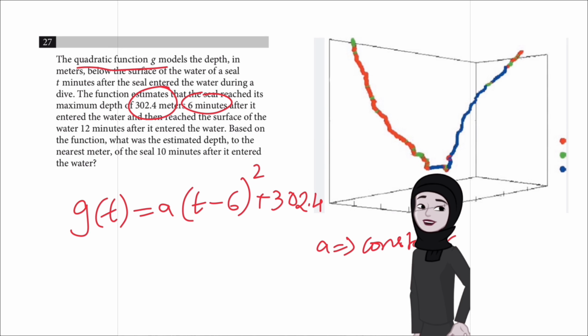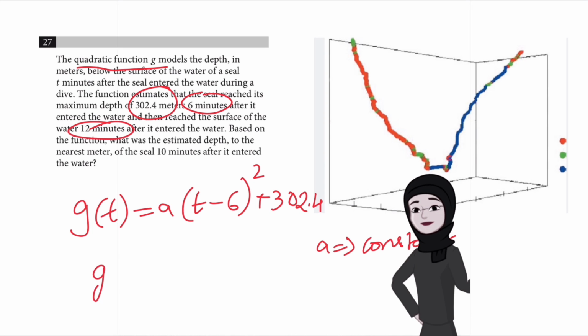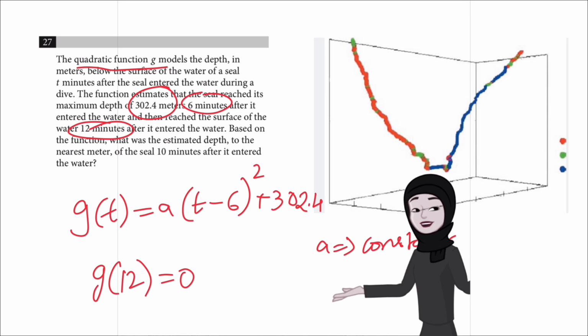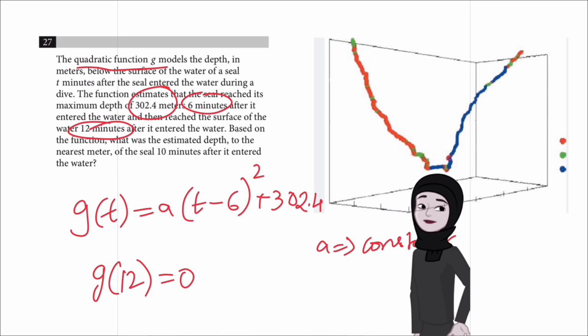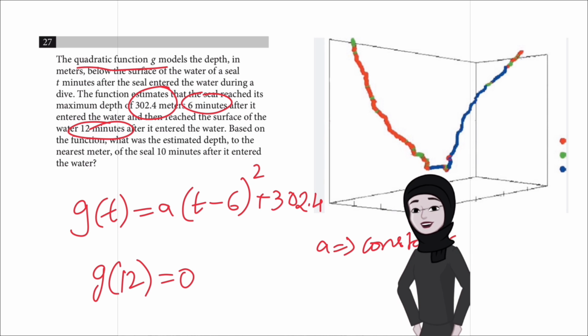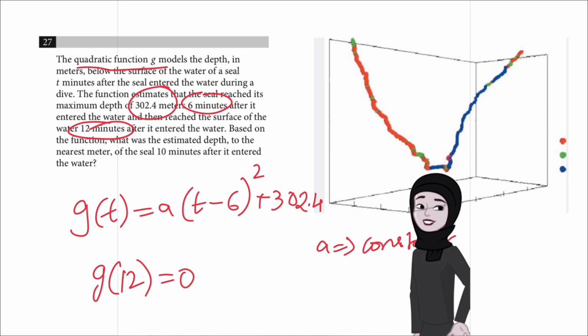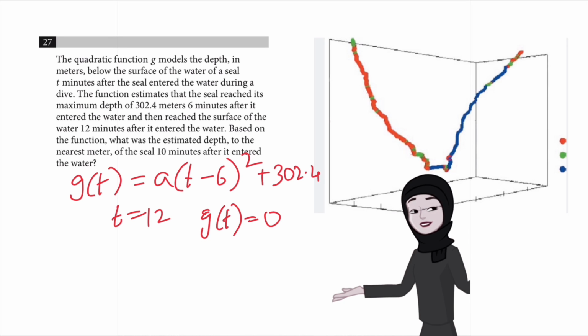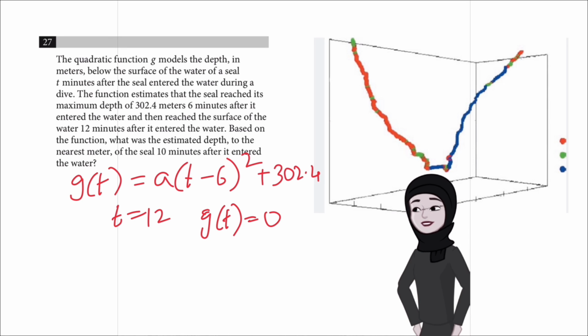Since it's also given that the seal reached the surface of the water after 12 minutes, that means once it reaches the surface, the depth will be 0 because it has reached the surface. So we can use this to substitute 12 for t and 0 for g of t. That can help us to calculate a. So let us substitute t as 12 and g of t as 0 and solve for a.